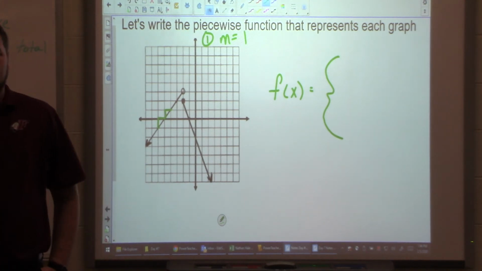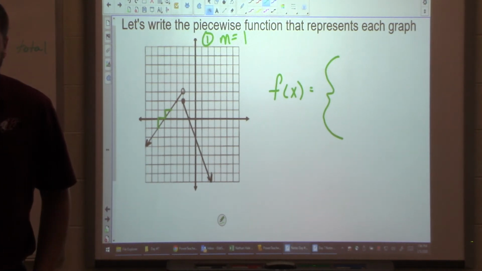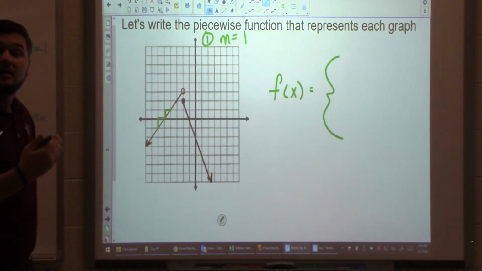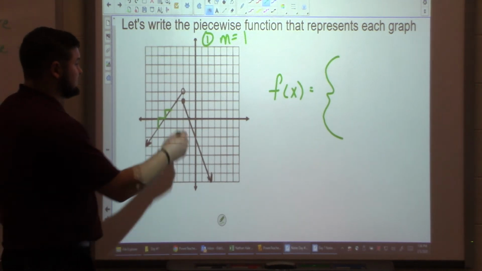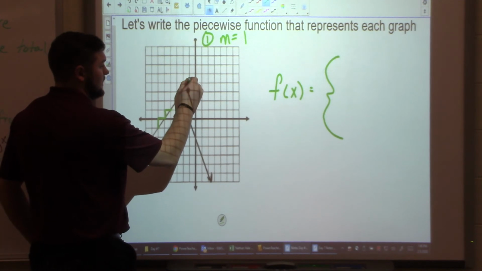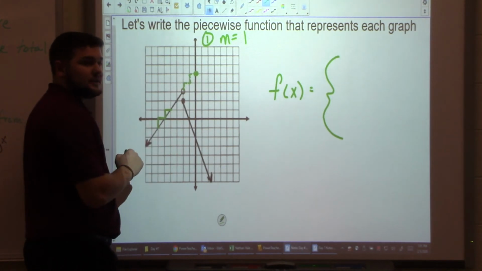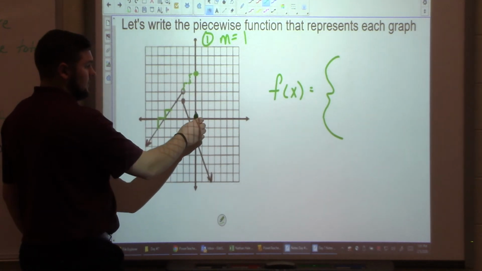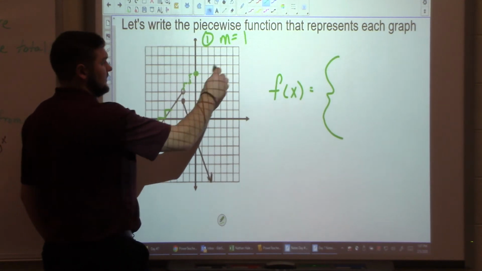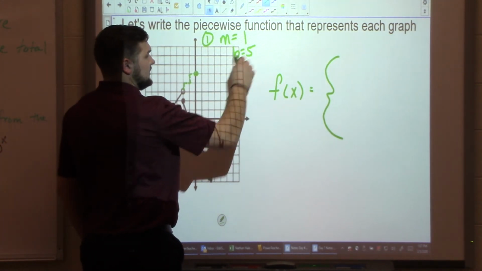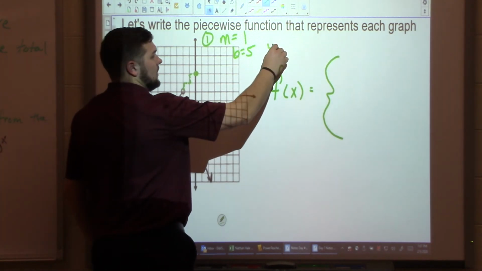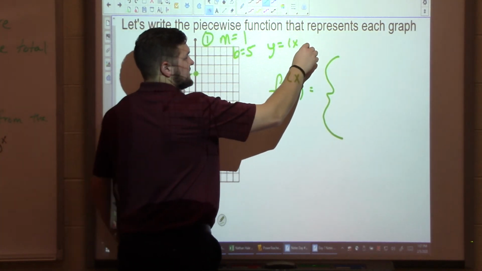Now I want to find the y-intercept. Is that actually showing on my graph? No, but we can figure it out. Pretend it's going to keep going, up 1 over 1, up 1 over 1. That would be my y-intercept right there. I can't count that high. It'd be at 1, 2, 3, 4, 5. So my equation would be y equals 1x plus 5.